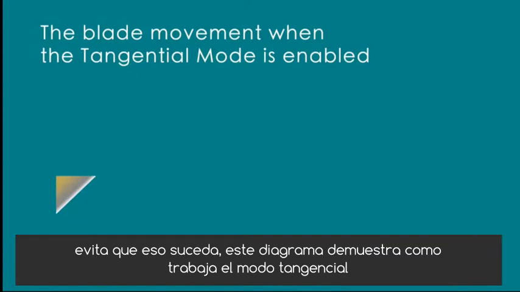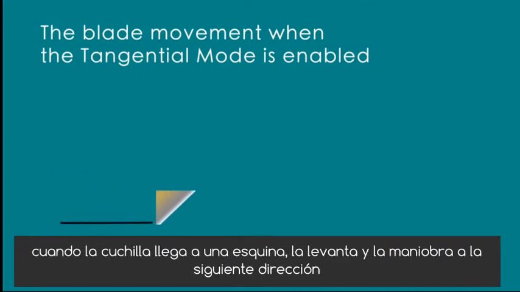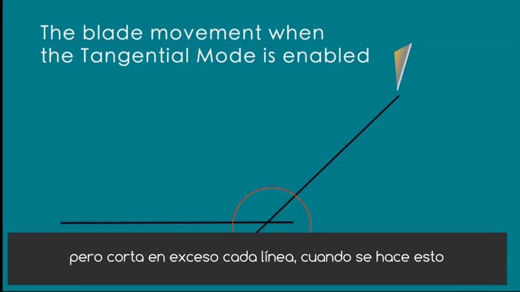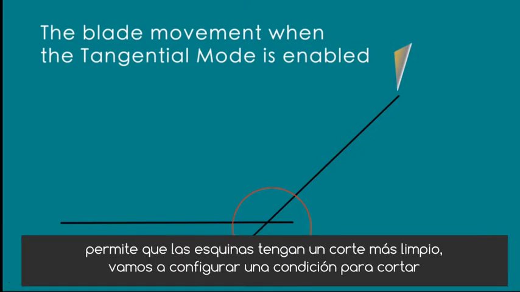This diagram demonstrates how tangential mode works. When the blade reaches a corner, it lifts the blade, maneuvers it to the next direction, and then continues on. But notice at the corner that it not only lifts out of the media, but it overcuts each line. When doing this, it allows the corners to have a cleaner cut.